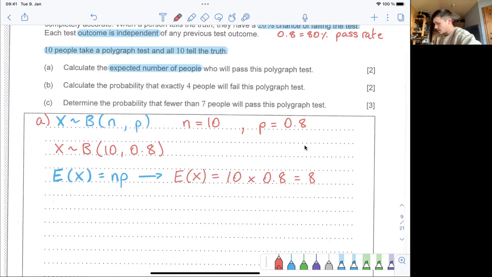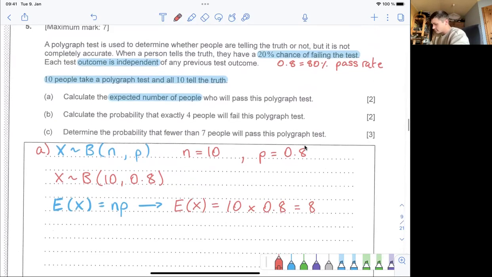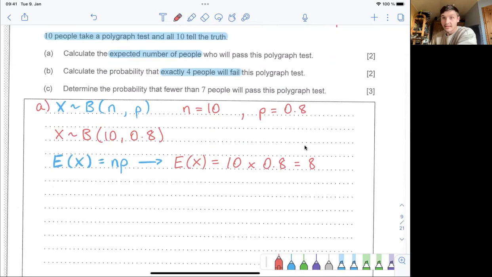Let's move on to part B. Calculate the probability that exactly 4 people will fail this polygraph test. So exactly 4 people will fail. Then you've got to ask yourself how many will have to pass. If we have 10, that means 6 will have to pass. So part B is asking us to calculate the probability of X equal to 6.